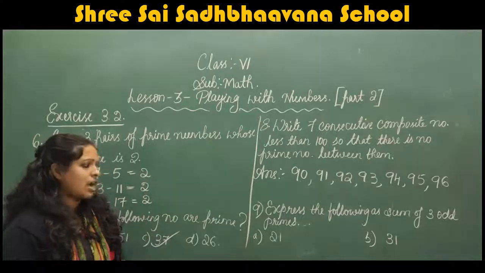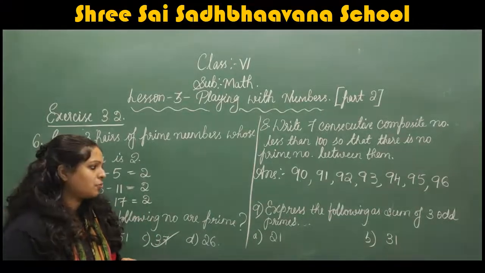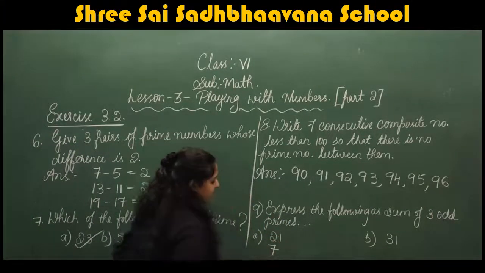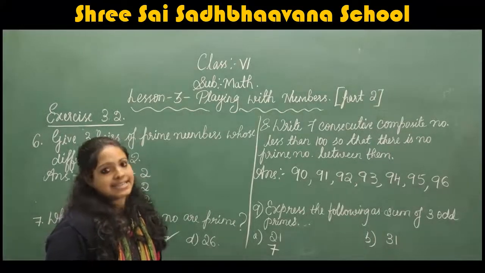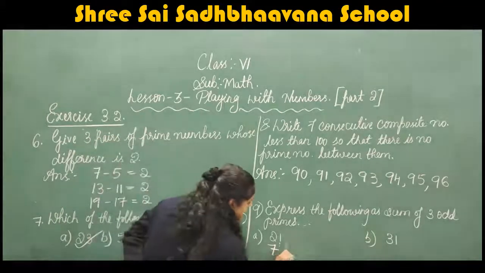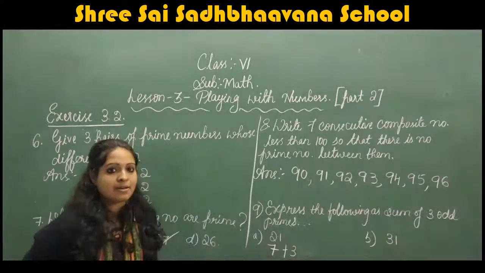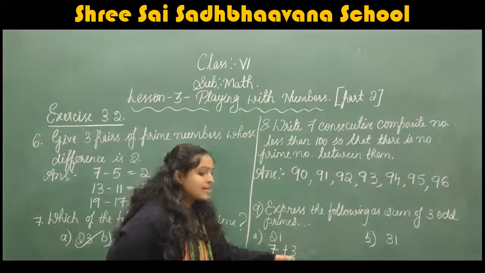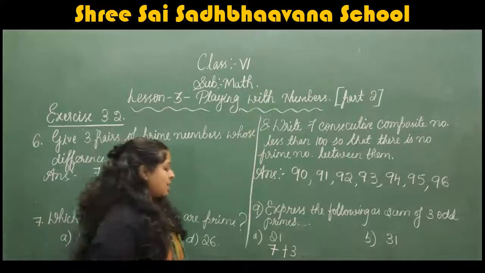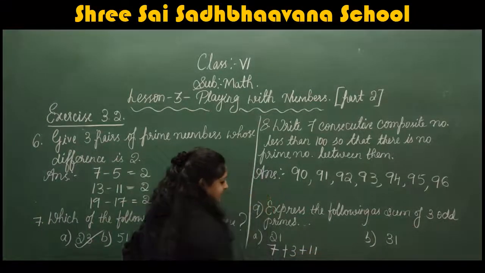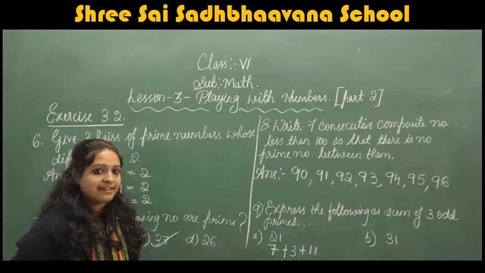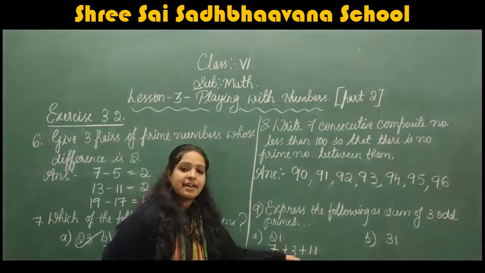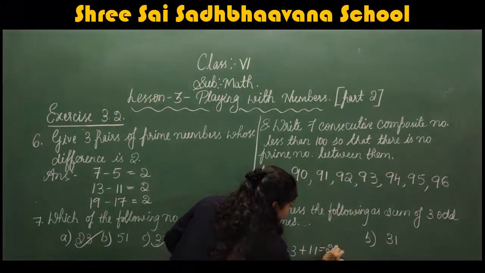Okay? Then what we have to do? Tell me, children, what we have to do? Yes, let us do this. So let me take the first number as 7. 7 is an odd number. Then I will add 3 to this. 3 is an odd number and also a prime number. 7 is also an odd prime number. 7 plus 3 is 10. Now what I will do? I will add 11 to this. So how much now? 10 plus 11 is 21. Did you get the answer, how to do this? 7 plus 3 is 10, 10 plus 11 is 21.